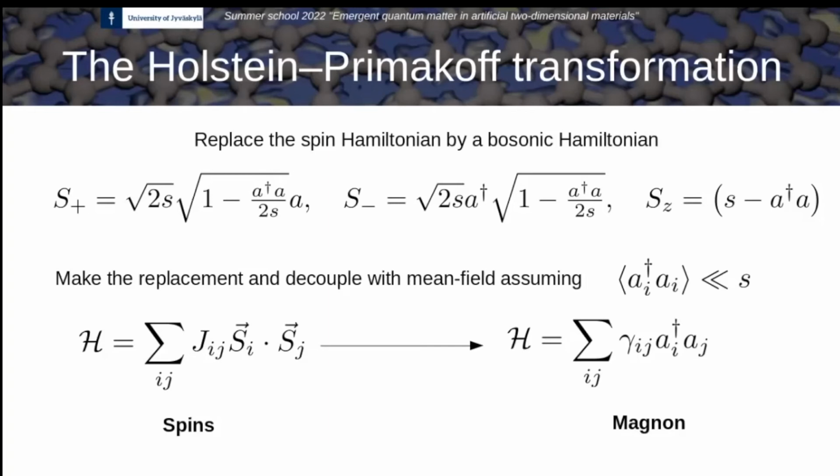So the basic idea is that if S plus is a and S minus is a dagger, then if you plug all these S plus and S minus inside your Heisenberg Hamiltonian, you directly go to a Hamiltonian that is quadratic in these bosonic operators, and that in particular has creation and annihilation operators, and that it has several prefactors. And these prefactors, of course, depend on Jij, and you have square root of 2S and so forth.